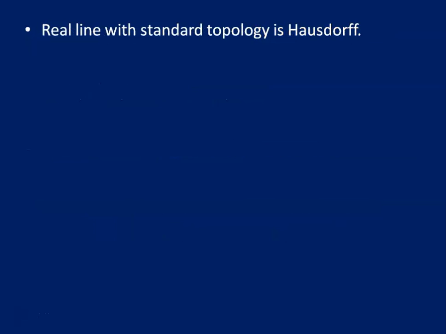Some examples here. If we consider the real line with standard topology, or usual topology, obviously that is a Hausdorff space, because for every pair of distinct points on the real line, we can find two disjoint open intervals separating them. So the real line with standard topology is a Hausdorff space.